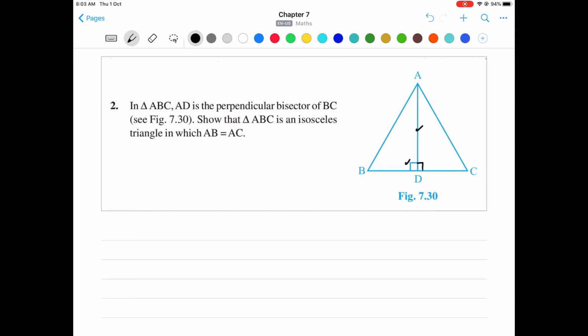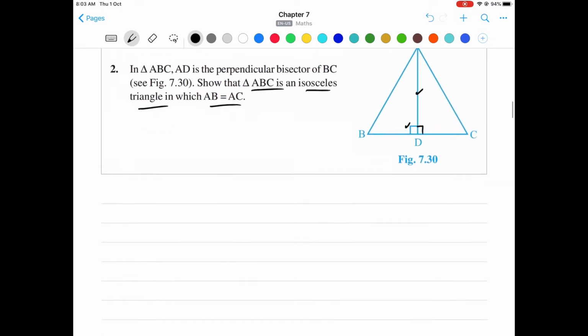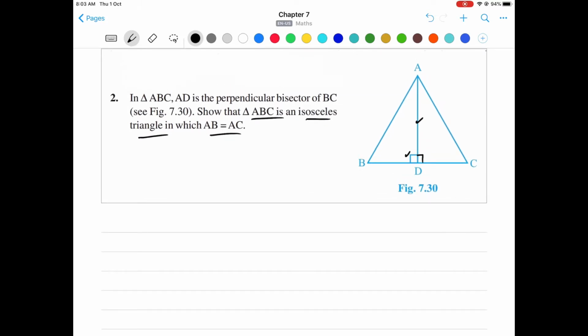We have to prove that ABC is an isosceles triangle in which AB is equal to AC. Okay, this is very simple, like we proved in the theorem. Let's try answer number 2. First we'll mention the given portion.